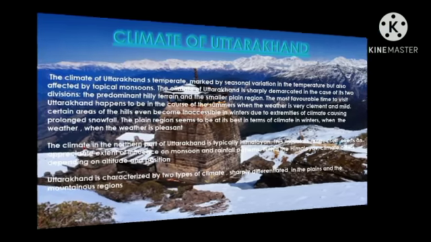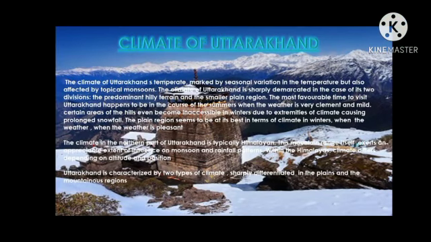Now we are coming to climate of Uttarakhand. The climate of Uttarakhand is temperate, marked by seasonal variation in the temperature, but also affected by tropical monsoons. The climate of Uttarakhand is sharply demarcated in the case of its two divisions, the predominantly hilly terrain and the smaller plain region. The most favorable time to visit Uttarakhand happens to be in the course of the summers, when the weather is very clement and mild. Certain areas of hills even become inaccessible in winter due to extremities of climate causing prolonged snowfall. The plain region seems to be at its best in terms of climate in winters when weather is pleasant.